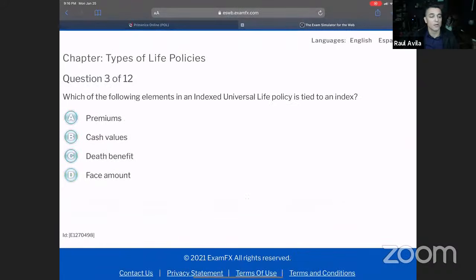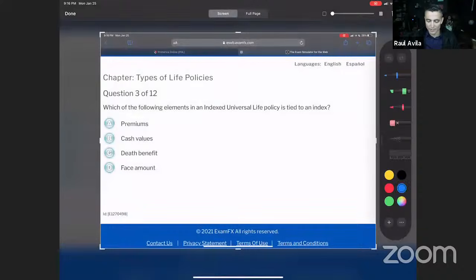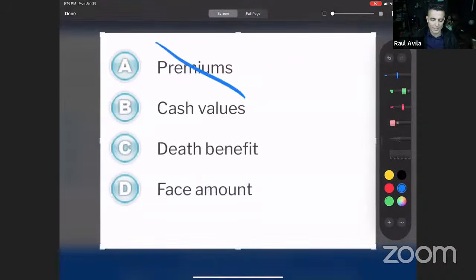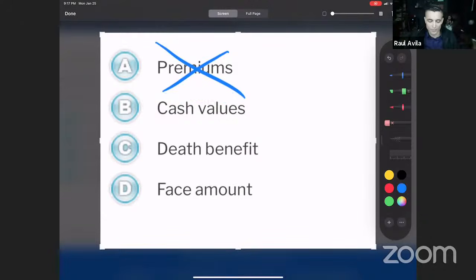Number 3, which of the following elements in an index universal life policy is tied to an index? Which element is tied to an index? Is it the premium? The premium is not tied to an index. The premiums are money going into the policy, and they pay for the insurance coverage and the cash value. Is it the cash value? Yes. If that was your answer, you got it right. The cash value is what is invested in the index so that it can grow and gain interest. So the cash value is the answer right here.